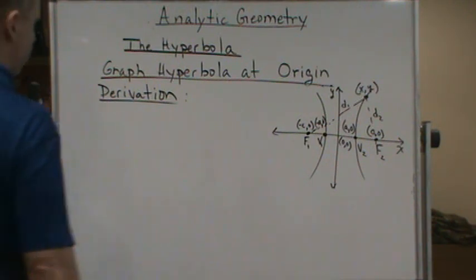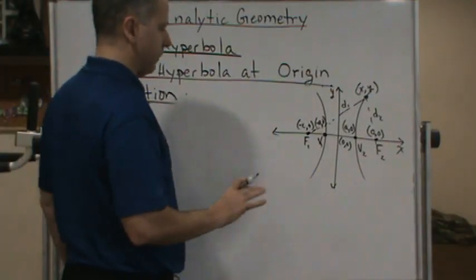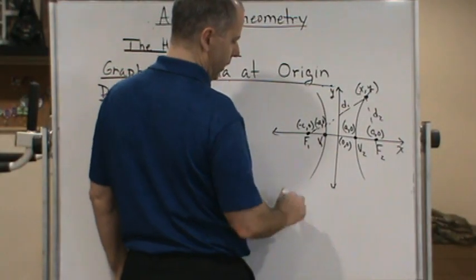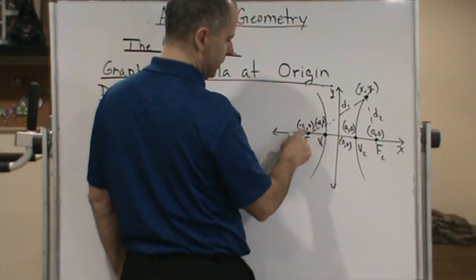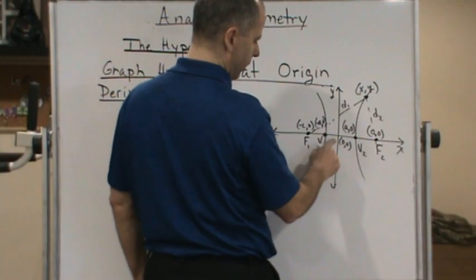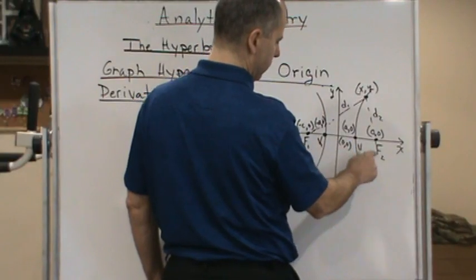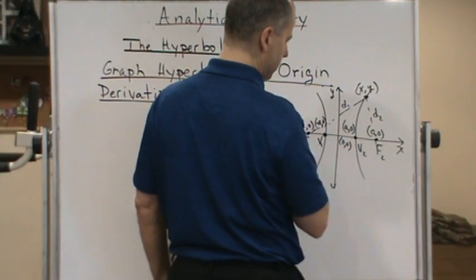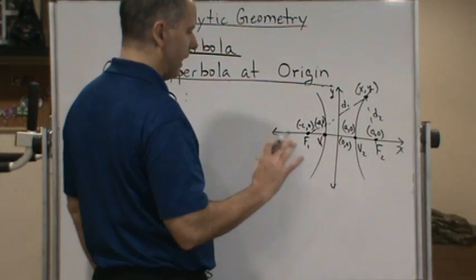Okay, so now let's do the derivation for the hyperbola centered at the origin. Just like we did with the ellipse, we set this up. We've got F1, the first focus, at negative c comma 0, the first vertex at negative a comma 0. We've got the origin, then vertex 2 at a comma 0 and focus 2 at c comma 0. We've got our point. So now we've got to first find the constant, right?